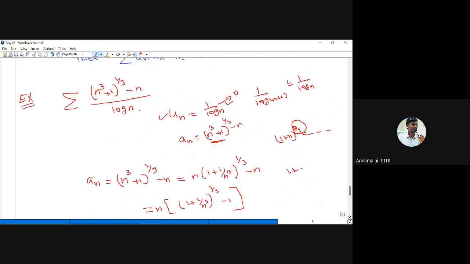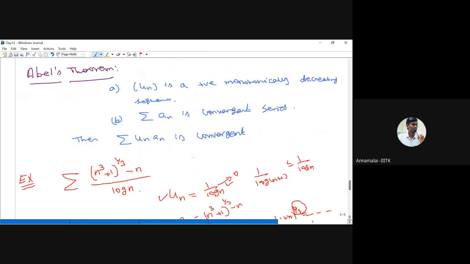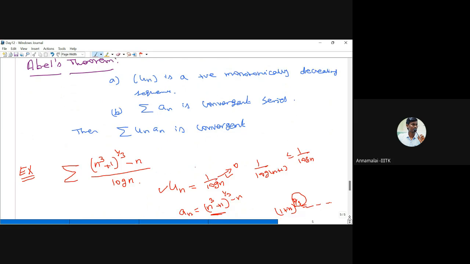Now come to our problem. Actually, we can use Abel's theorem. No need to check whether this un converges to 0 or not. Now this un and an satisfy the conditions of Abel's theorem. Therefore, by Abel's theorem, this is convergent, because this is a product of two sequences. One is un, the numerator, and 1 by log n is the other sequence, and it satisfies Abel's theorem. Therefore, we can prove that this converges by Abel's theorem.